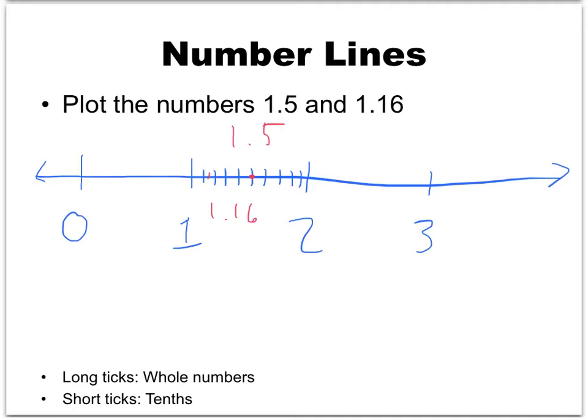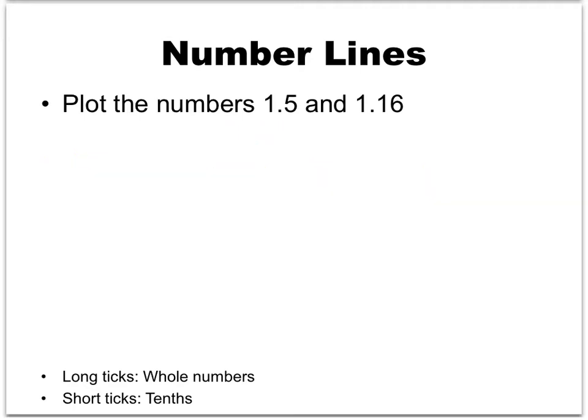Now this picture here is maybe a little bit hard to read, but you see the idea of how we took that distance between 1 and 2, we broke that up into 10 smaller pieces, and then we went over an appropriate number of pieces. Now both of those numbers are between 1 and 2, and so on our number line it really wasn't all that necessary to put 0 and 3 on the number line.